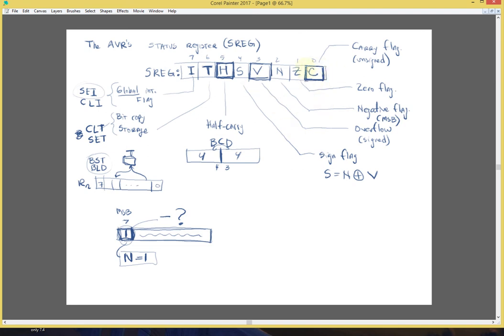Carry flag is for unsigned arithmetic, unsigned interpretation. Okay, whenever you add two numbers and you have, this is bit 0 and this is bit 7, and in between, whenever you have an addition that causes this bit to generate a carry out of the most significant bit, okay, then the carry gets set to 1. All right, so basically this is for unsigned arithmetic. Okay, lastly, there's the overflow flag.